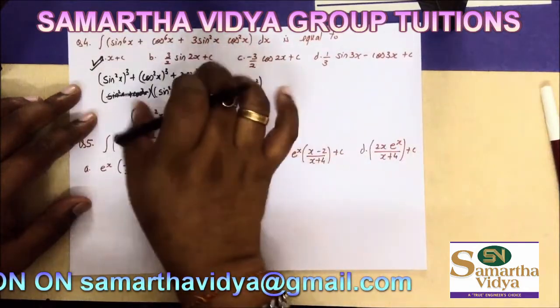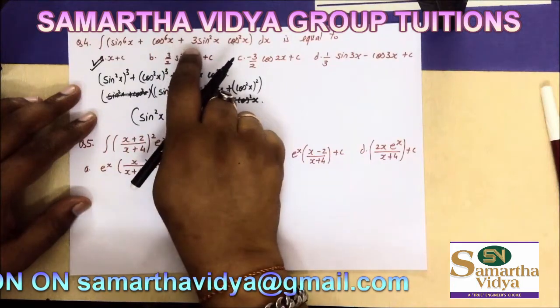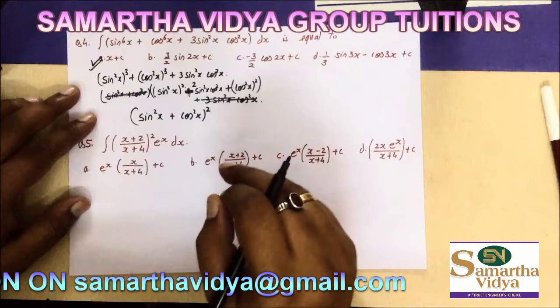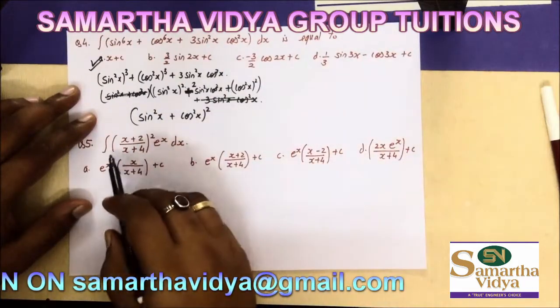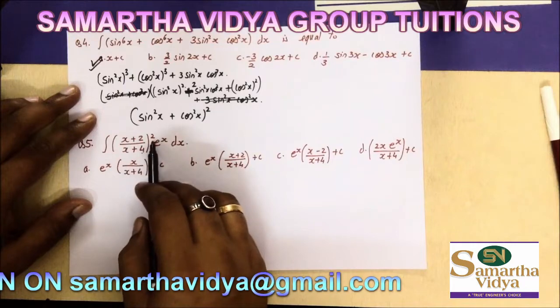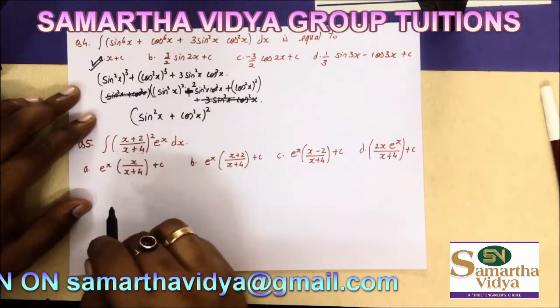So just simply analyzing the solution as well as the answer to the question which is given, we can get a hint how to solve the particular integration. Moving on to the next one, which is the integration of x plus 2 upon x plus 4 the whole square, e raised to x dx. So this is the question.